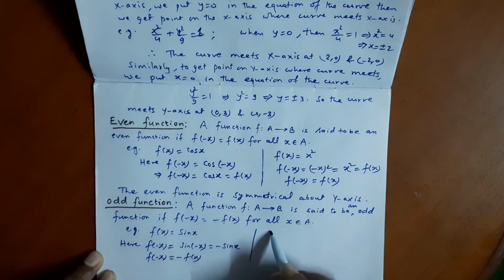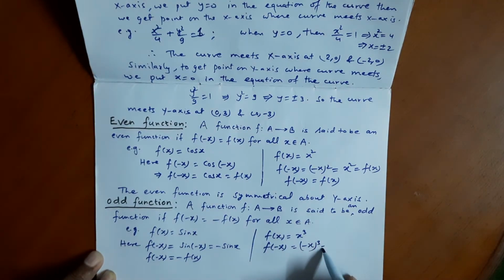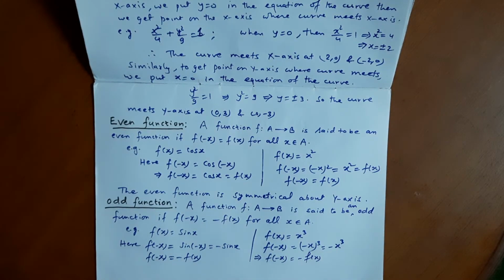Another example is fx equals x cube. Here also, if you replace x by minus x, then you will get minus x whole cube. This will be minus x cube, and this minus x cube is minus fx. This implies f of minus x equals minus fx. So this is also the odd function. Okay, and the odd function is symmetrical about the origin.